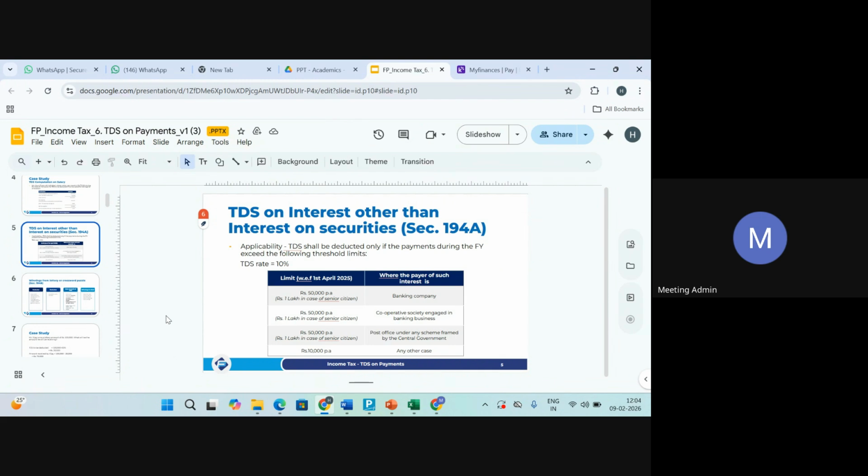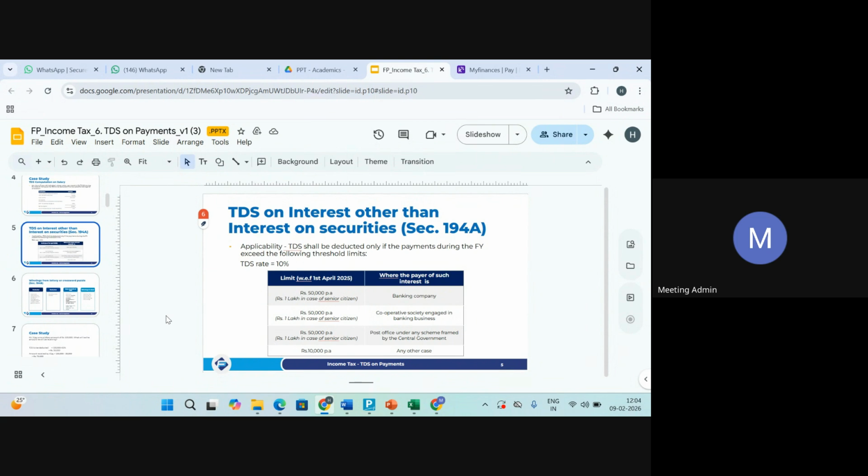Applicability: TDS shall not be deducted only if the payments during the financial year do not exceed the following threshold limit. Already you guys have learned this in Tally. We had accrued expenses that we used for TDS for rent, professional charges, marketing activities, plus quality test charges. Do you all remember that in the normal Tally accrued expenses? Yes, ma'am. Yes, that is what is here.